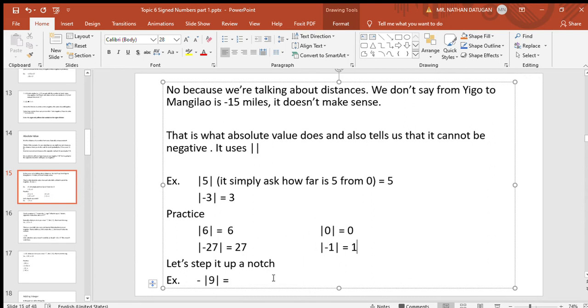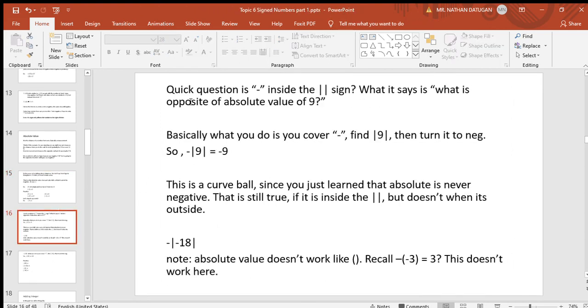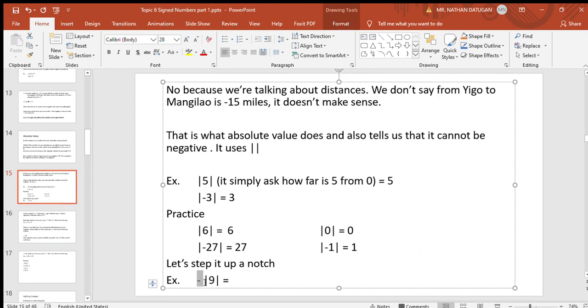Now let's step it up a notch. What is the negative of absolute value of 9? So some of you might get confused, and some of you might probably answer 9, but that's wrong. The quick question is, is the negative sign inside of the absolute value sign? So no, right? So what it's basically saying is, what is the opposite of absolute value of 9?